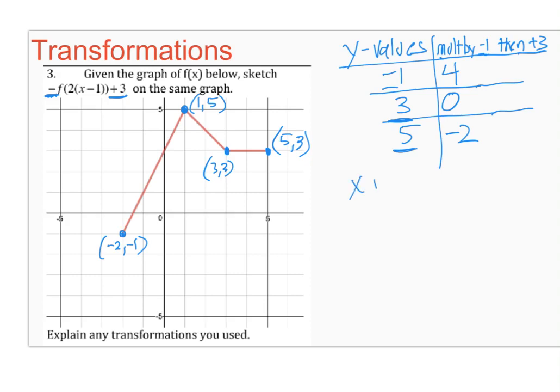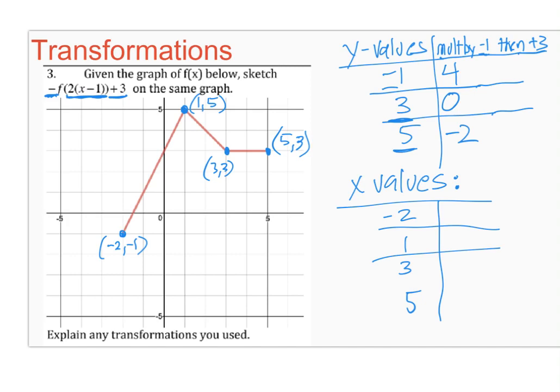For my x values, the way that I find easiest is to set this up as an equation with all the old x values. So the old x values were -2, 1, 3, and 5. And for each of those, I'm going to set that equal to 2 times x minus 1. All right, so if I've got -2 is equal to 2x minus 2, adding 2 to both sides and dividing by 2 gives me x equals 0.